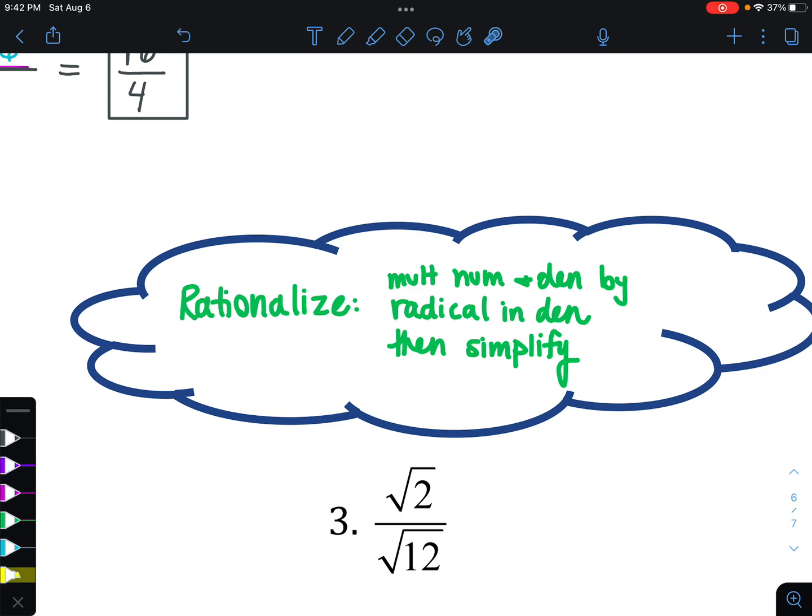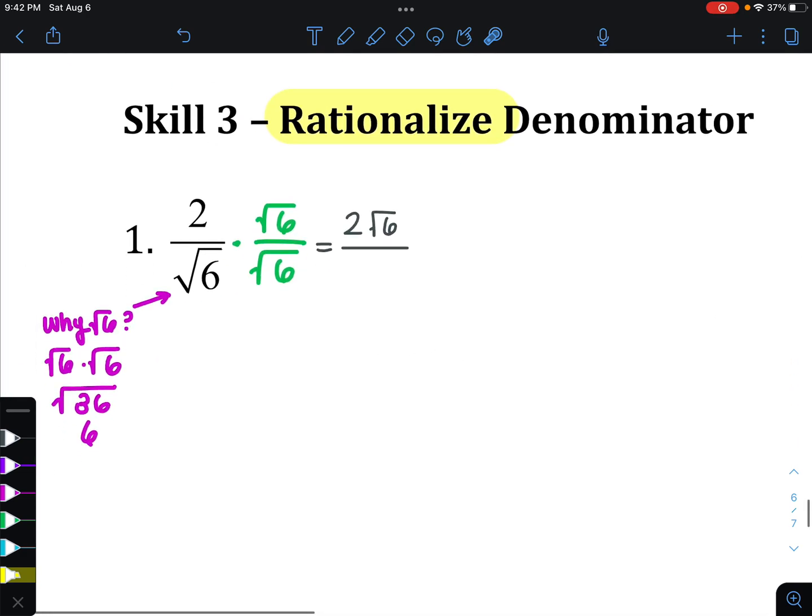And the way you do that is you multiply the numerator and the denominator by whatever radical is in the denominator. And then we simplify, of course, okay? So let's just look at number 1. I kind of started it. Why do we multiply by the radical that's in the denominator?